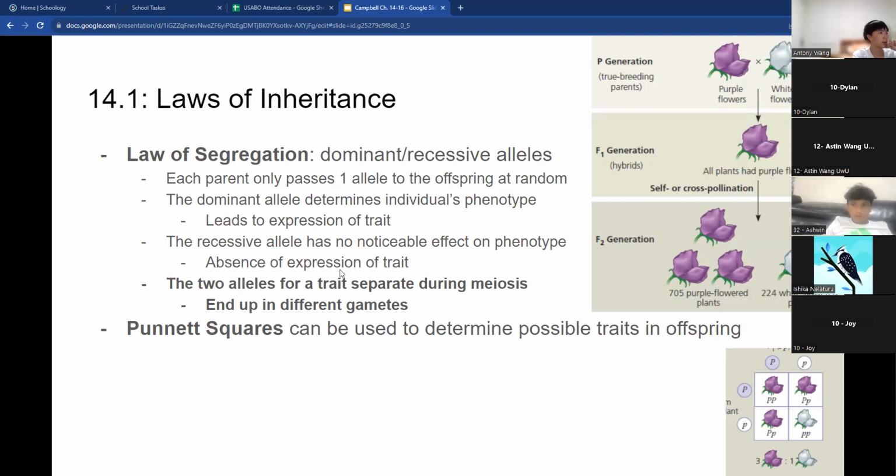The two alleles for a trait separate during meiosis. In gamete formation, each gamete contains one chromosome from the parent, and therefore can only contain one allele for a given gene. And in the bottom right corner, hopefully you've seen a Punnett square before. It is used to determine the possible genotypes and phenotypes of the offspring, by taking the genotypes of the parents.